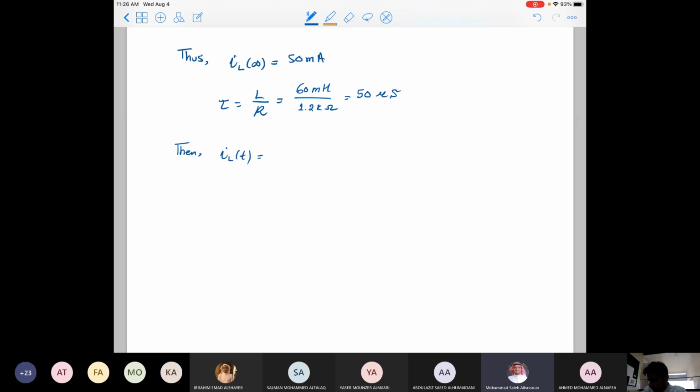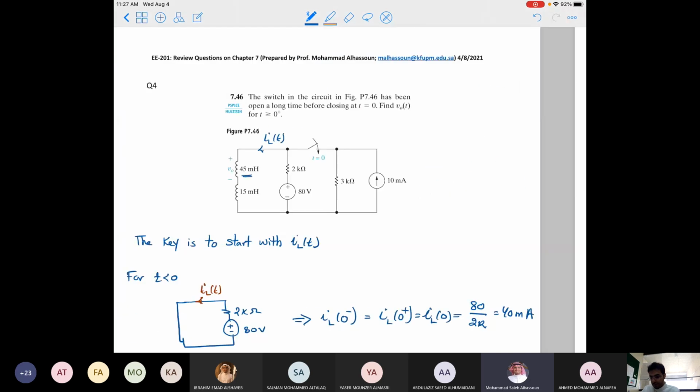The initial value, remember, was 40. So the current is 50 plus 40 minus 50, times e to the power of minus 20,000 t, milliampere, or 50 minus 10 e to the power of minus 20,000 t, and this is true for t greater than 0. Now I found the expression for the current.